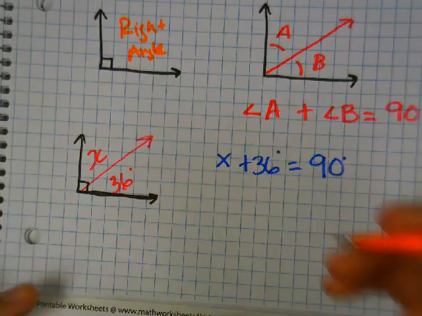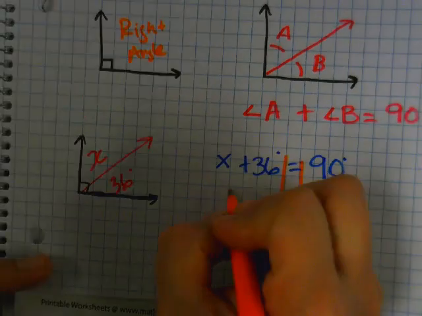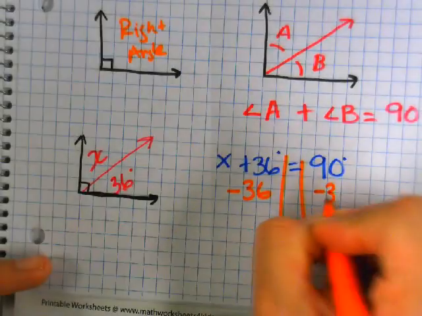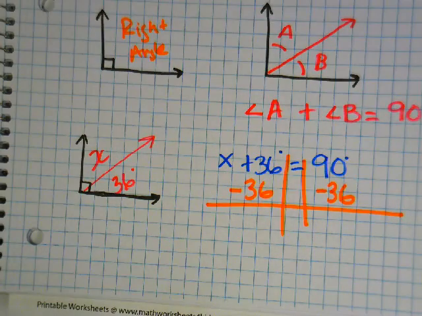Yeah, 54. So, we draw our bars. If it says x plus 36, what's the opposite of plus 36? Minus 36, minus 36. You can't just do 90 minus. Yes, this is the longer way, but I know what's coming in your future, so you need to set it up this way.